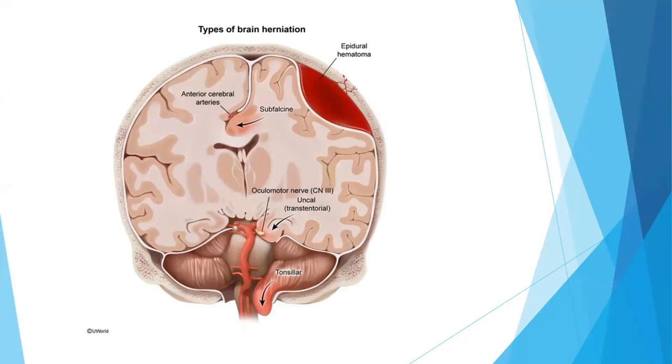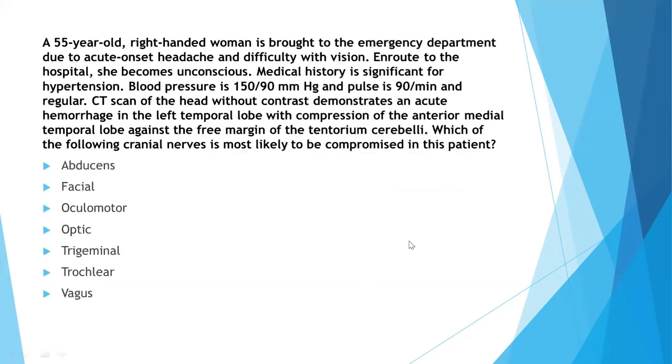So let's discuss some of the types of brain herniation first. Here we have an epidural hematoma, and this is a subfalcine herniation which is being pushed, and it is compressing the anterior cerebral arteries too. Again, due to the increased pressure, the brain matter is pushed downward, and it is pushing the oculomotor nerve, or cranial nerve three. This is called uncal or tentorial herniation. If there is herniation of the cerebellum, then that is called tonsillar herniation. Now, this question is typically talking about herniation.